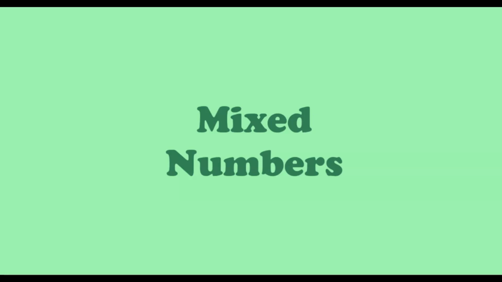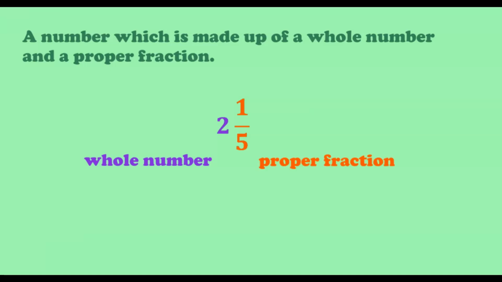In this video, we are going to learn what we mean by a mixed number. A mixed number or a mixed fraction is a number which is made up of a whole number and a proper fraction. For example, consider the number 2 1/5. We can see that this number is made up of two parts. The number 2 is a whole number and the fraction 1/5 is a proper fraction.